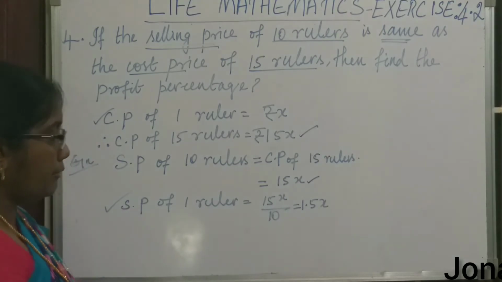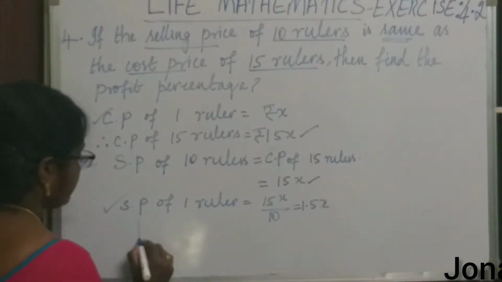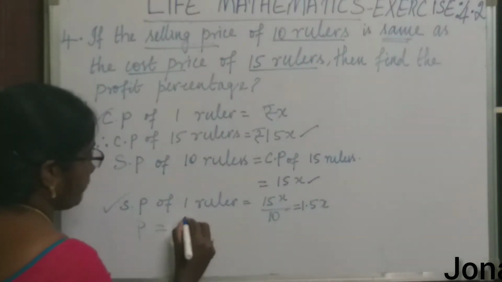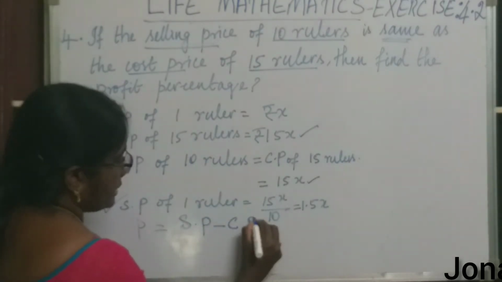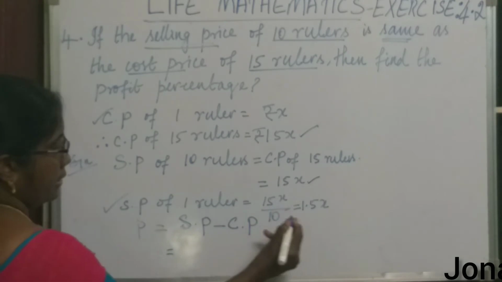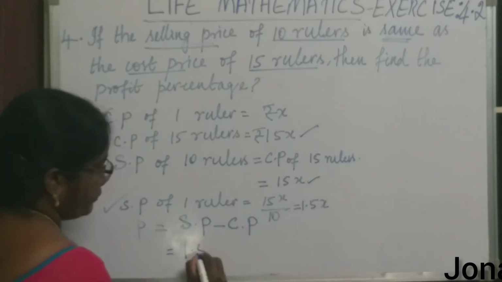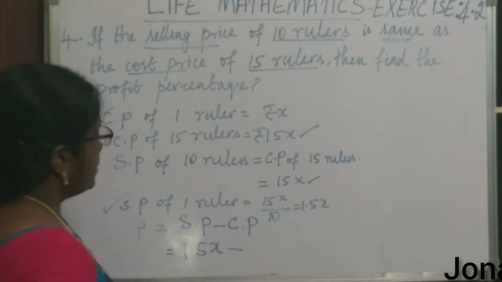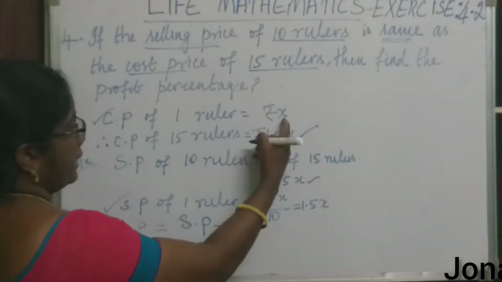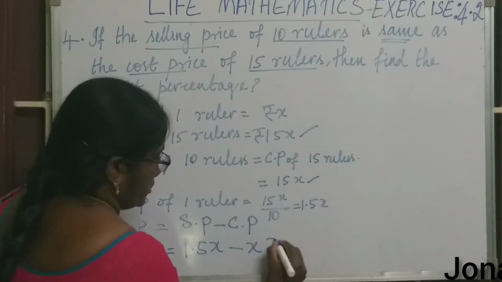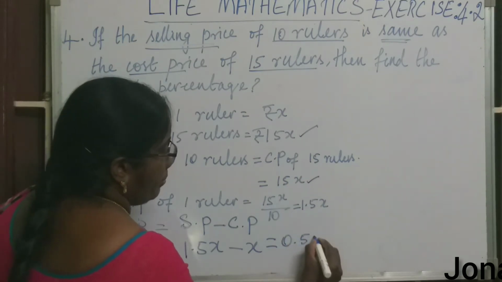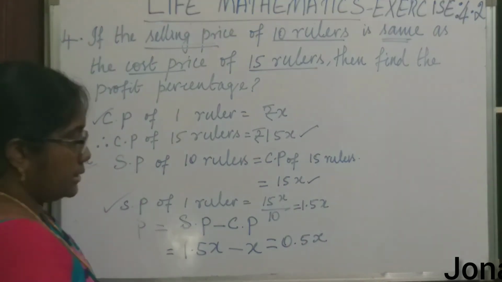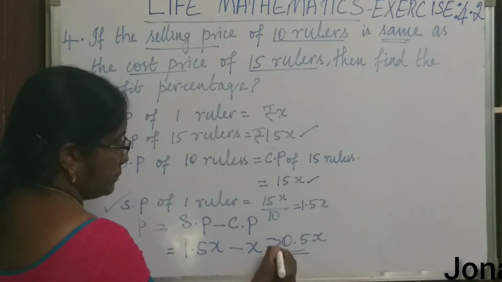We know the formula for finding profit. Profit is nothing but SP minus CP. What is the SP of 1 ruler here? 1.5x minus the CP of 1 ruler, which is X. So we subtract this and I get 0.5x. This is the profit amount here.